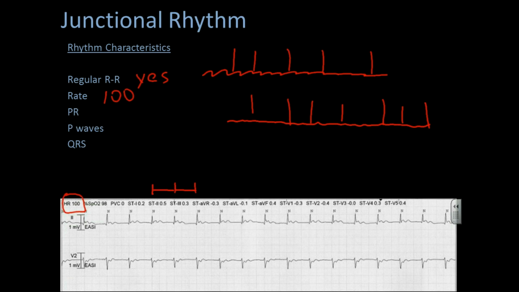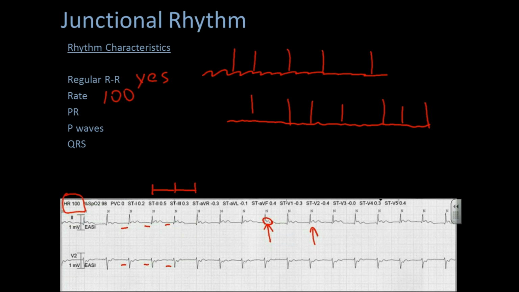Okay, what is the PR? Is there a PR? Well, I don't see any P waves in front here on either of these leads. So we're looking at II and V2. But if you look at the very back of that QRS, and compare it to this QRS, it looks like there's something maybe right there. Like maybe there's a retrograde P wave in there, I think.